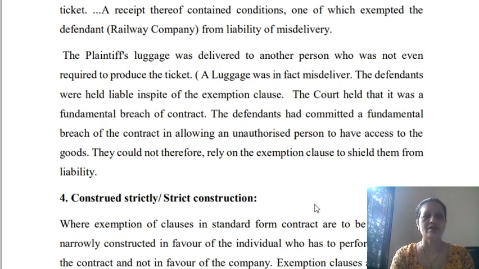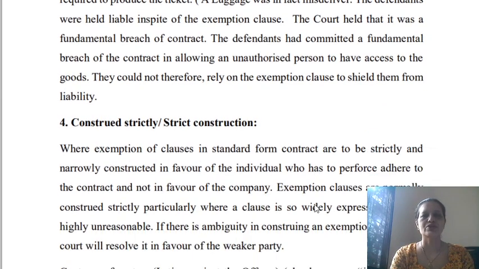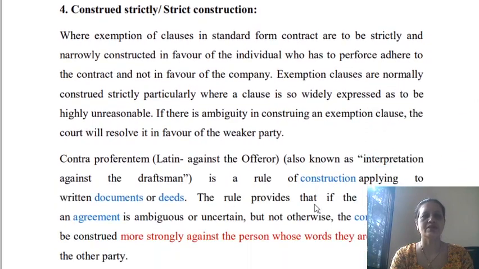The defendants were held liable in spite of the exemption clause. The court held that it was a fundamental breach of contract. The defendant had committed a fundamental breach of contract in allowing an unauthorized person to have access to the goods. They could not therefore rely on the exemption clause to shield them from liability.